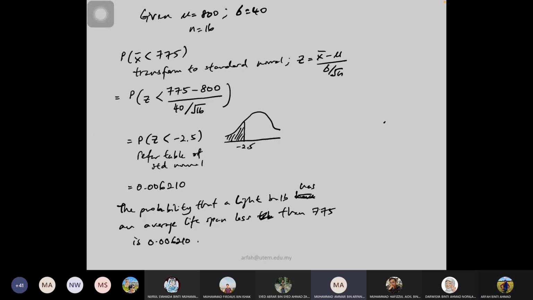Faham yang lain? So ini about sampling daripada population that is normally distributed. Then kita ada population untuk case kedua, population that is not normally distributed.